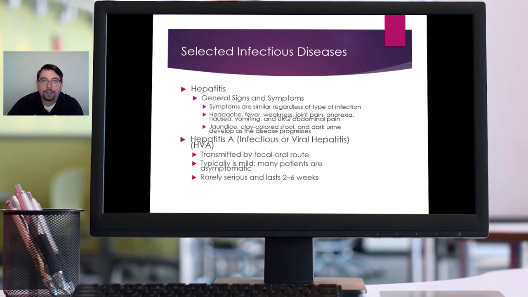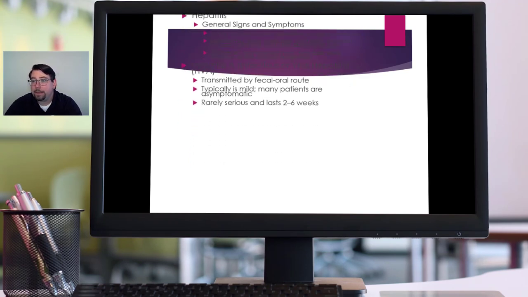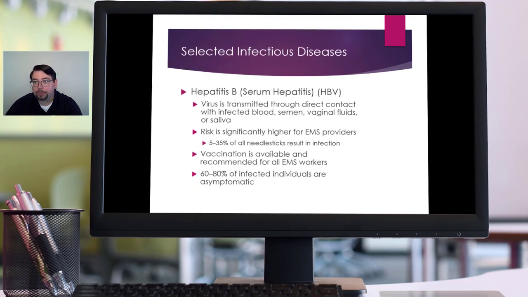And then as we look into specifics for each type of hepatitis, there's a couple things we need to pay close attention to. First, we're going to start alphabetically here, and we're going to start with Hep A. Hep A, or viral hepatitis, is transmitted by the fecal-oral route. Typically, it's mild. Many patients are asymptomatic, even though they may have it, and it's rarely serious. It only lasts anywhere between 2 to 4 weeks. Typically, patients recover very quickly.